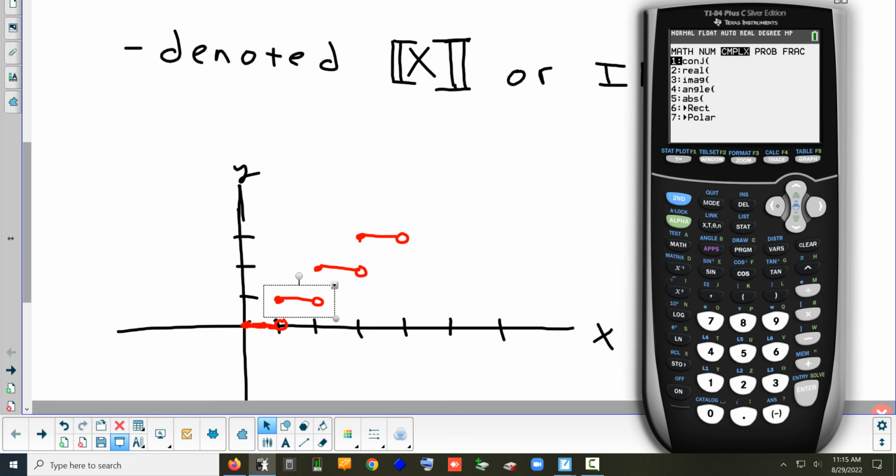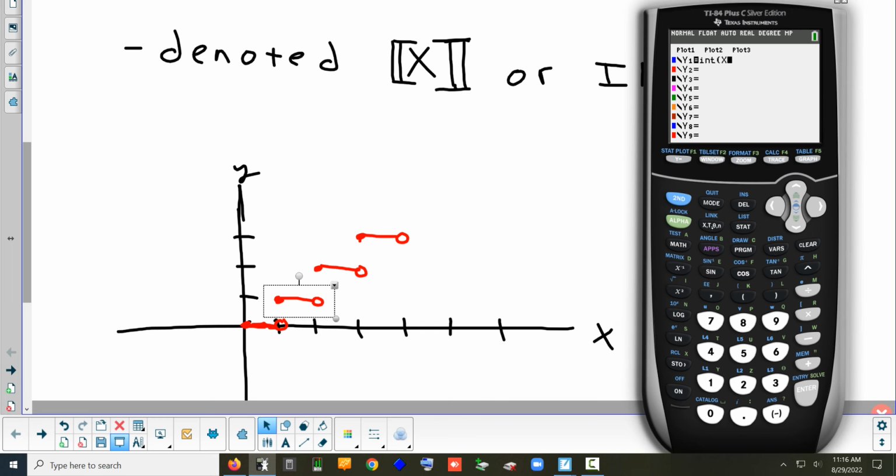And is it 9? No, 9 is greatest common. Oh wait, no, it's 5. I don't know why I couldn't see it. It's option 5. Oh okay, it's under number. So you go to math, and then you go to the right to the number menu, and it's option 5. So if you put that in, it'll say int on the screen.